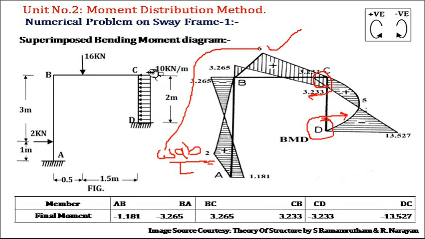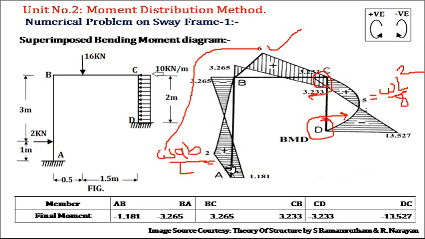Now here there is a uniformly distributed load of 10 kilonewton per meter. Here the formula for free bending moment is WL square upon 8. The value of W is 10 and length is 2, so we get the value 8. As it is a uniformly distributed load, you have to join it by a second degree curve.